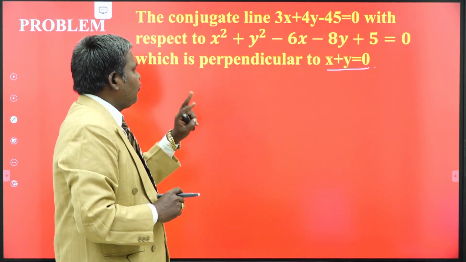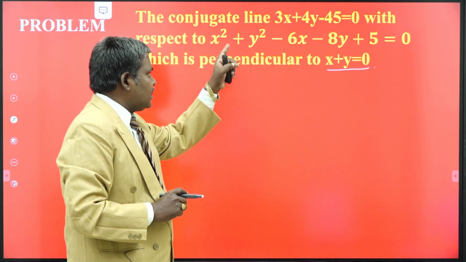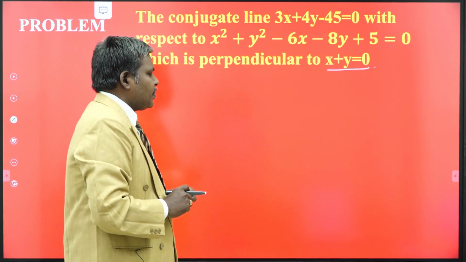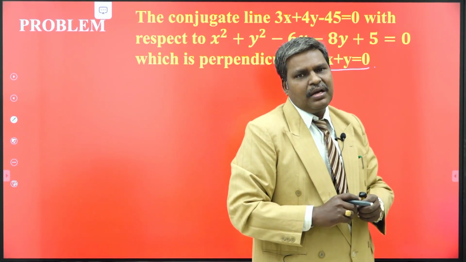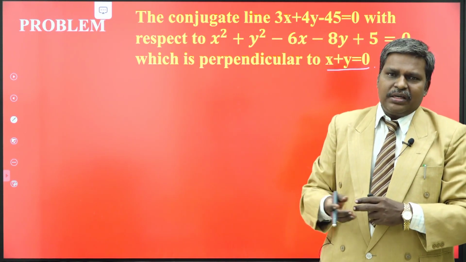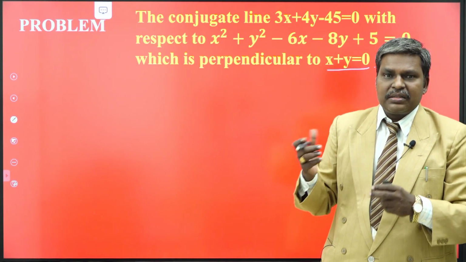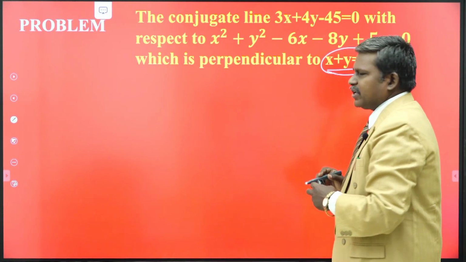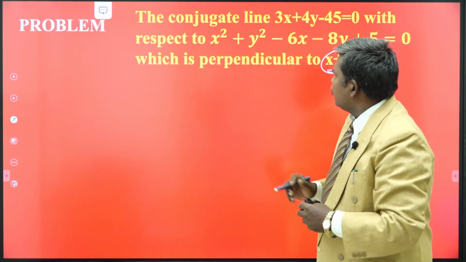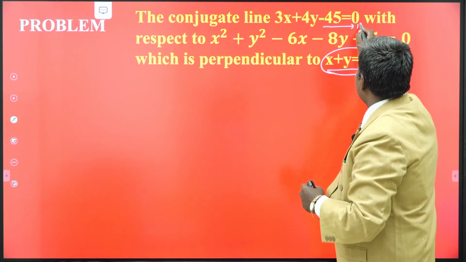So, in a pair of conjugate lines, one line is given to you: 3x plus 4y minus 45 equal to 0. You have to find out the conjugate line to that one with respect to the circle that maintains the condition that it is perpendicular to x plus y equal to 0. So this is equation number 1.